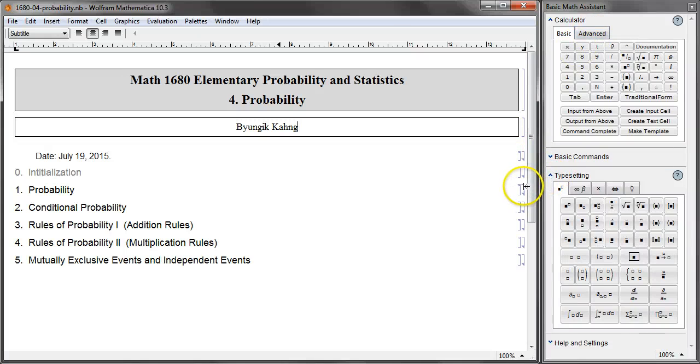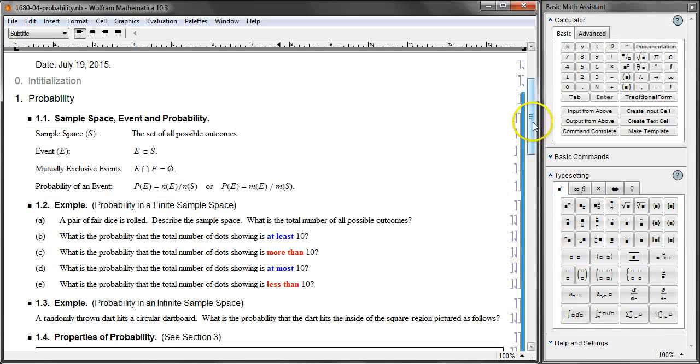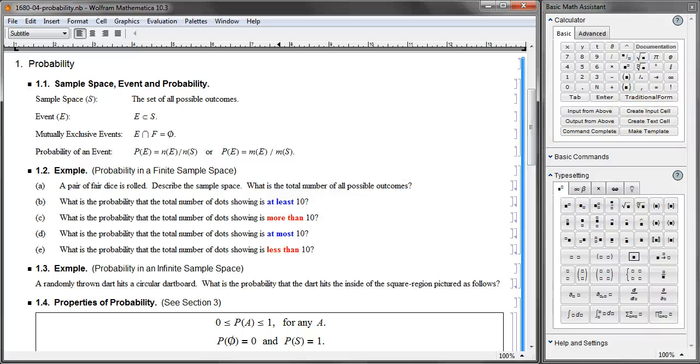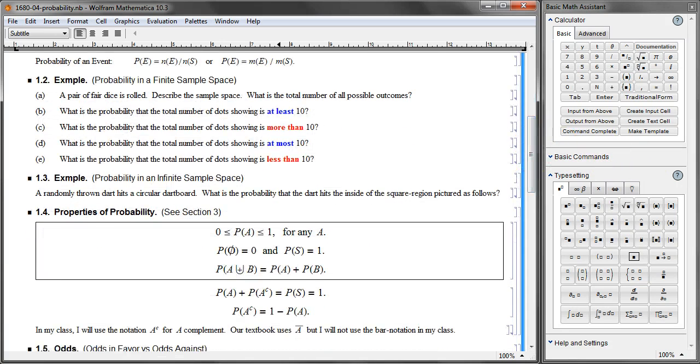Let's continue our discussion on probabilities. In the previous video, we talked about some terminologies, some sample space, events, mutually exclusive, probability, and things like those. We went through a couple of examples, one finite, one infinite. We went through some properties of probabilities.